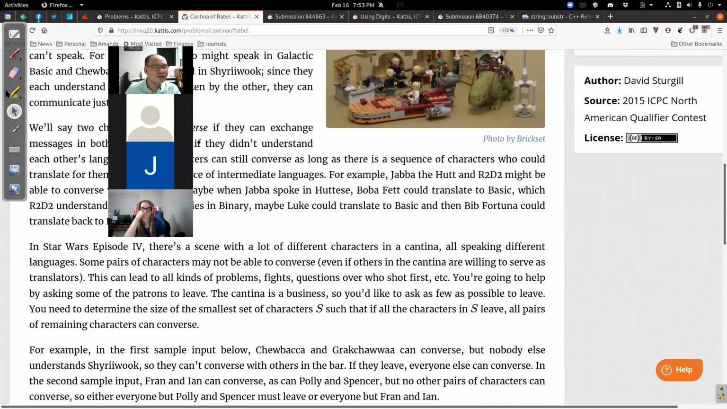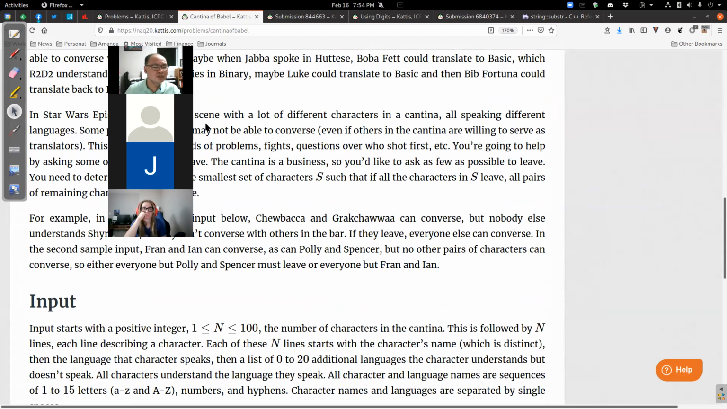So let's keep reading. We say that 2 characters can converse if they can exchange messages in both directions. Okay, so both of them understand each other. If they didn't understand each other's language, 2 characters can still converse as long as there's a sequence of characters who could translate for them through a sequence of intermediate languages. For example, Jabba the Hutt and R2-D2 might be able to converse with some help. Maybe when Jabba spoke in Huttese, Boba Fett could translate to Basic, which R2-D2 understands. And when R2-D2 replies in binary, maybe Luke can translate to Basic, and then Bib Fortuna can translate back to Huttese for Jabba. Okay, and then in Star Wars Episode 4, there's a scene with a lot of different characters, all speaking different languages. Some pairs of characters may not be able to converse, even if others in the cantina are willing to serve as translators. This can lead to all kinds of problems, blah, blah, blah.